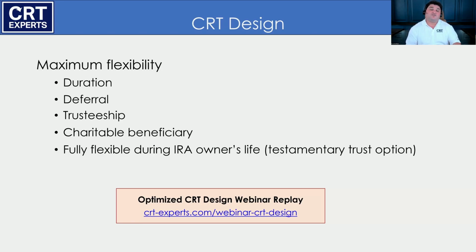The two top bullets you see there on the screen: duration, meaning adding successor income beneficiaries using what we call a lives plus term CRT to stretch that CRT and include as many family members as possible, and deferral, giving the income beneficiaries the ability to defer income. Those are two techniques we'll look at today that are highly underutilized, at least in our experience, and we'll talk about those, and we'll use this comparison that we'll set up on the next slide to look at some of those features.